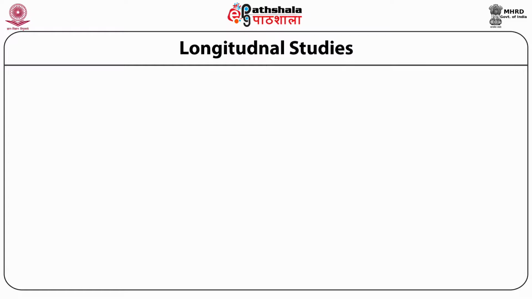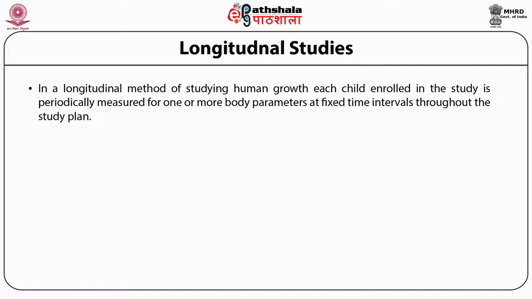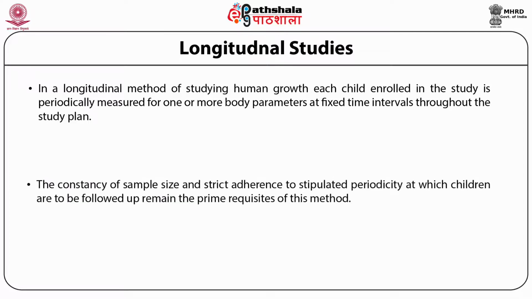Longitudinal method. In a longitudinal method of studying human growth, each child enrolled in the study is periodically measured for one or more body parameters at fixed time intervals throughout the study plan. For example, all children measured at age 6 years will remain the same as those who were earlier examined at age 5 years. The constancy of sample size and strict adherence to stipulated periodicity at which children are to be followed up remain the prime requisites of this study.